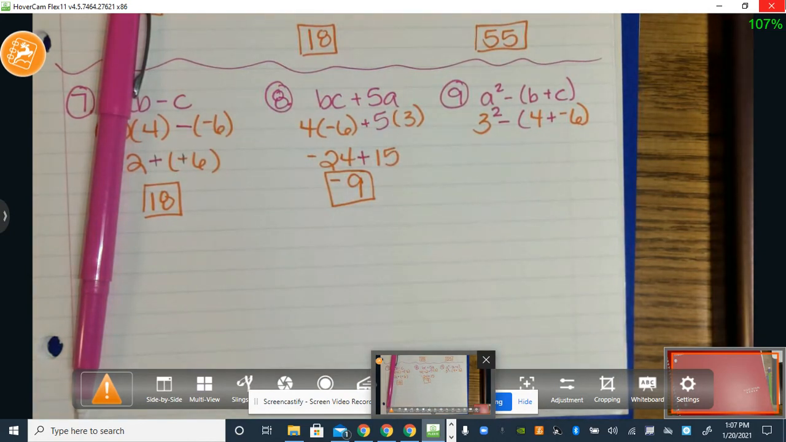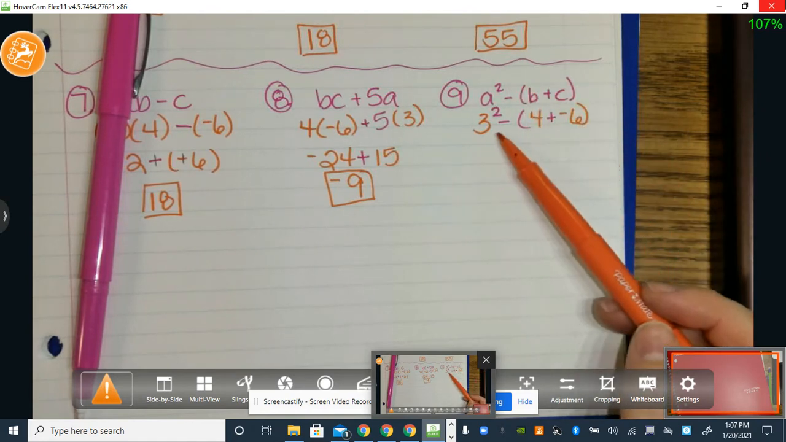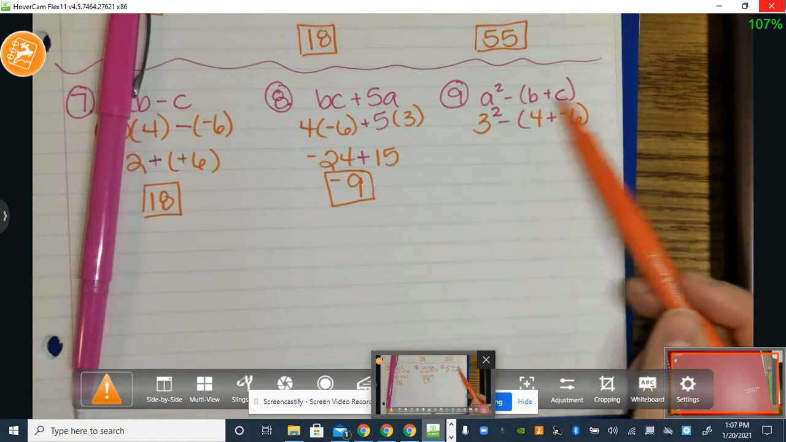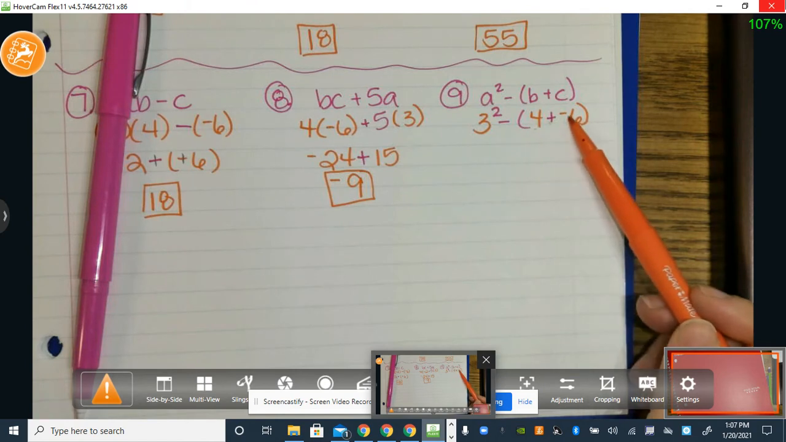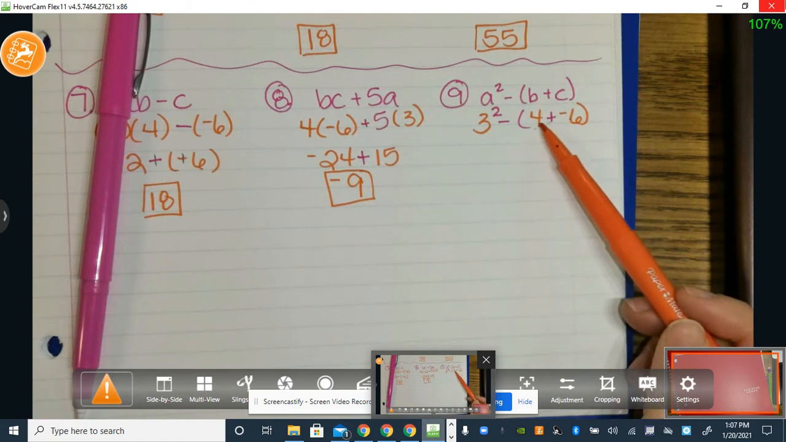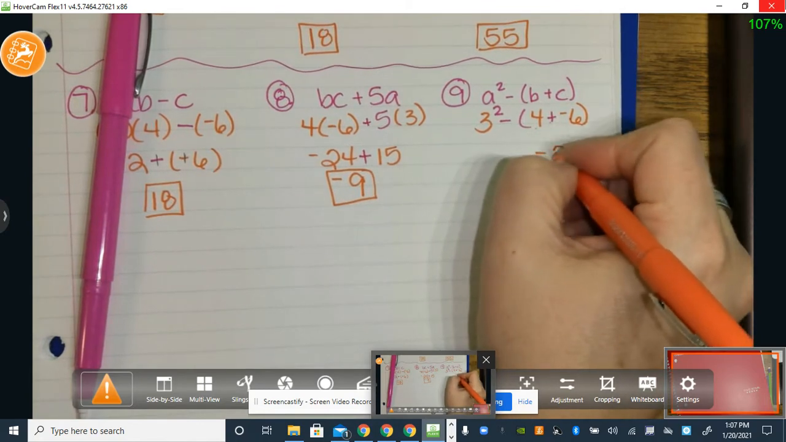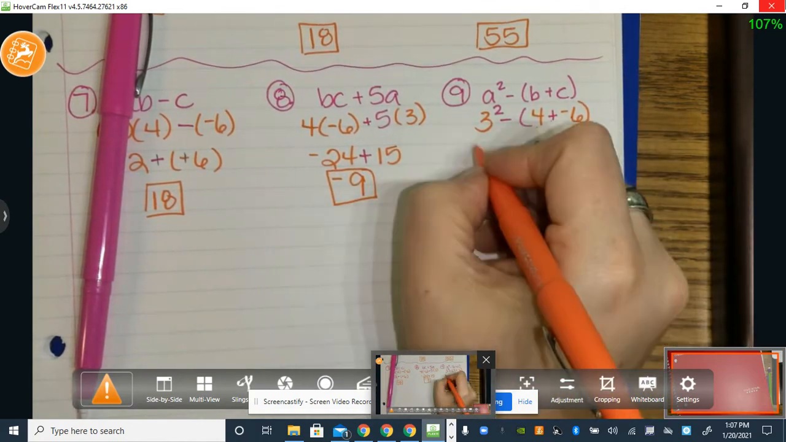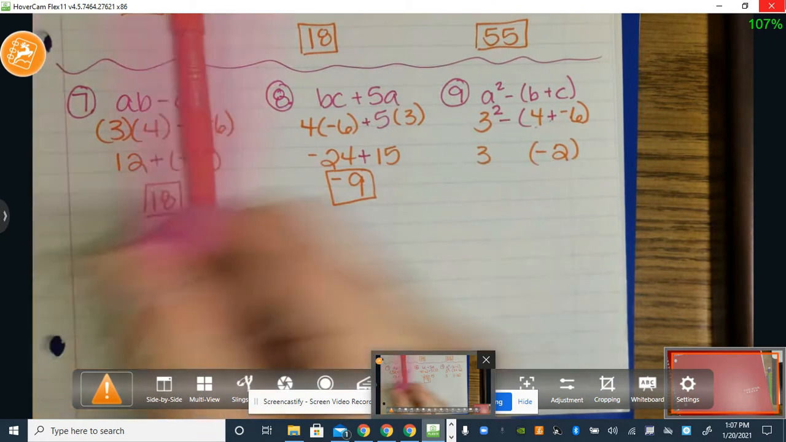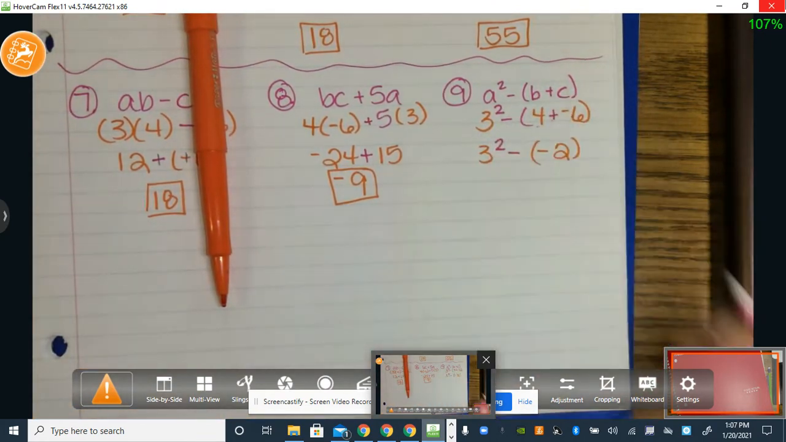All right, finally, number 9. Order of operations states I need to do what's in parentheses first. So 4 plus a -6. Okay, again, adding different signs, so I subtract, so I'm left with a -2. I'll put that in parentheses, and then I'm bringing everything I have not done down.